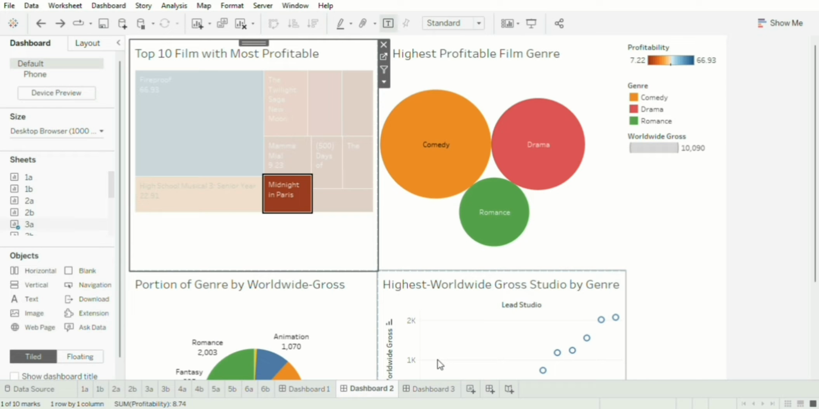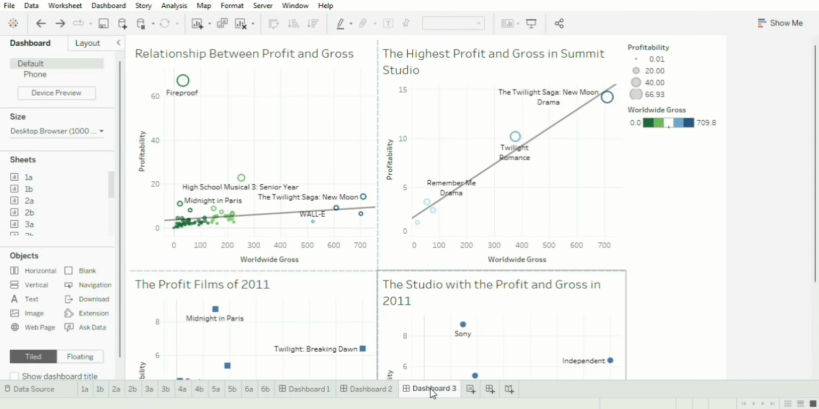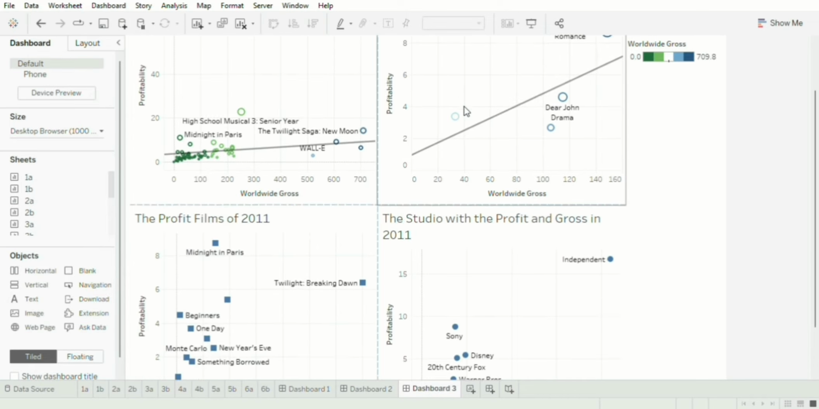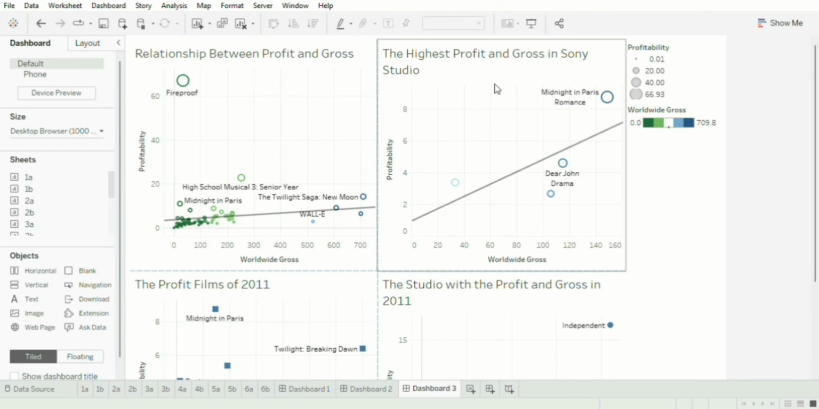Okay, so let's jump to dashboard three. Here we will talk about the relationship between profit and growth. First of all, I created the relationship showing the highest profit and growth in the Sony studio, the profit film of 2011, and the studio with the higher profit and growth in 2011.